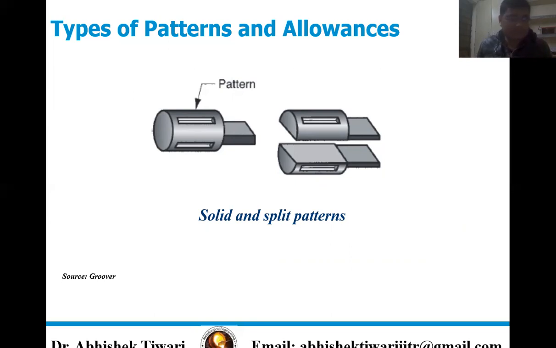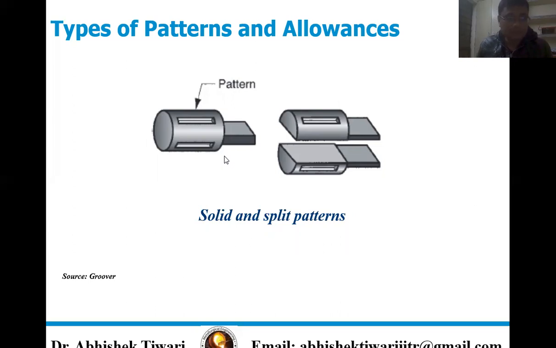The simplest pattern we can think of is made of only one piece and is called a solid pattern, which has the same geometry as the casting, and it is adjusted in size for shrinkage and machining. Although it's easy to fabricate, it is not the easiest to use in making the sand mold.